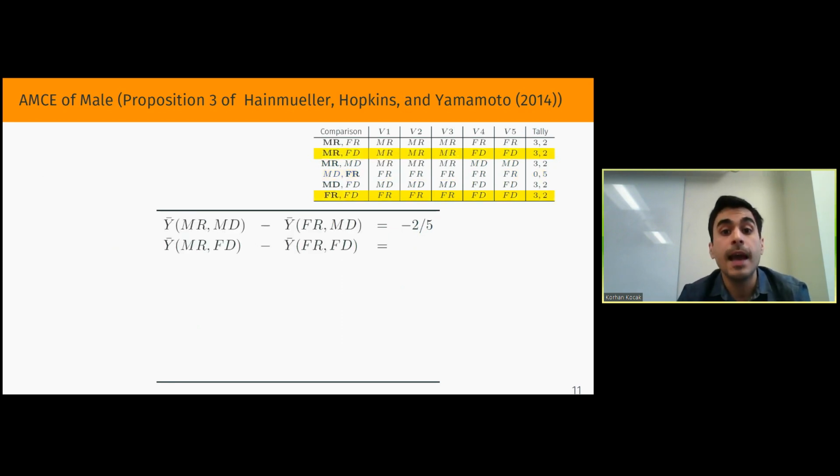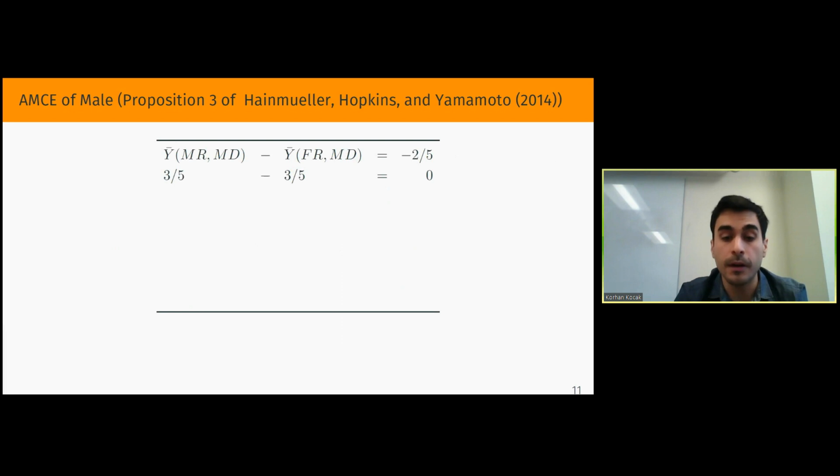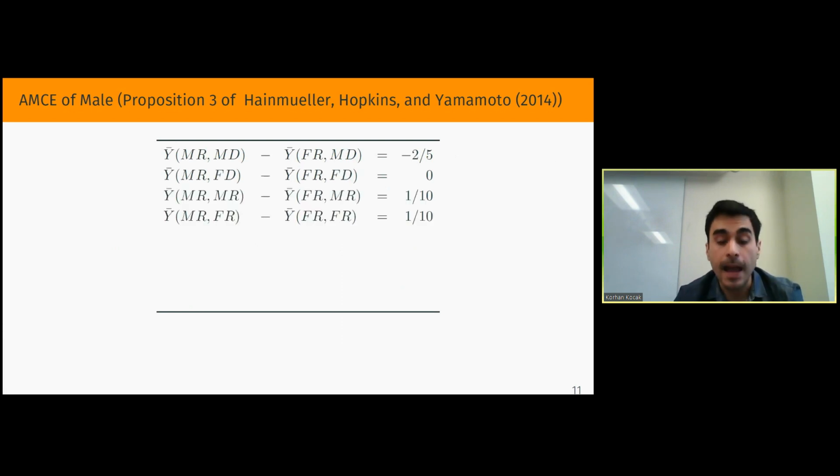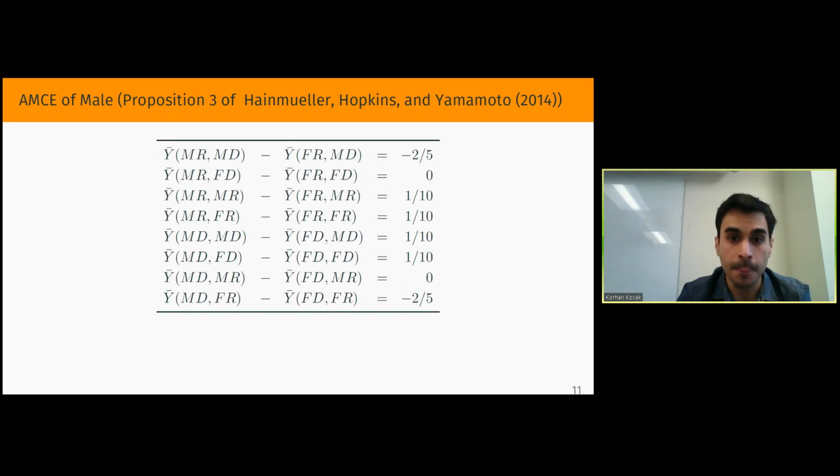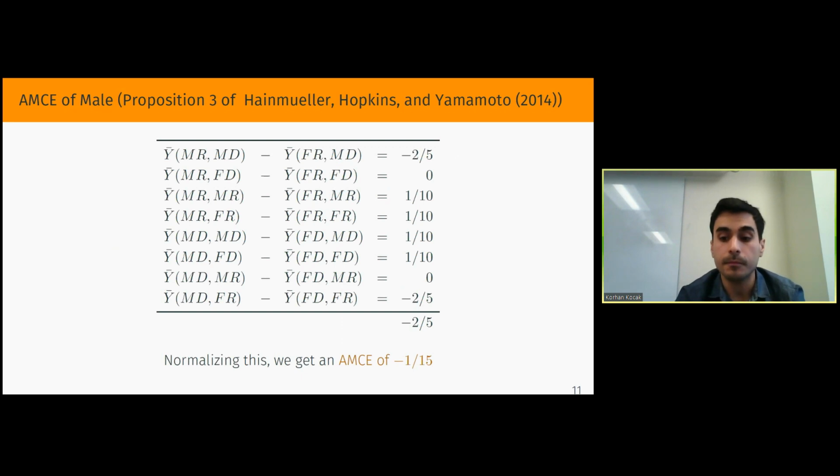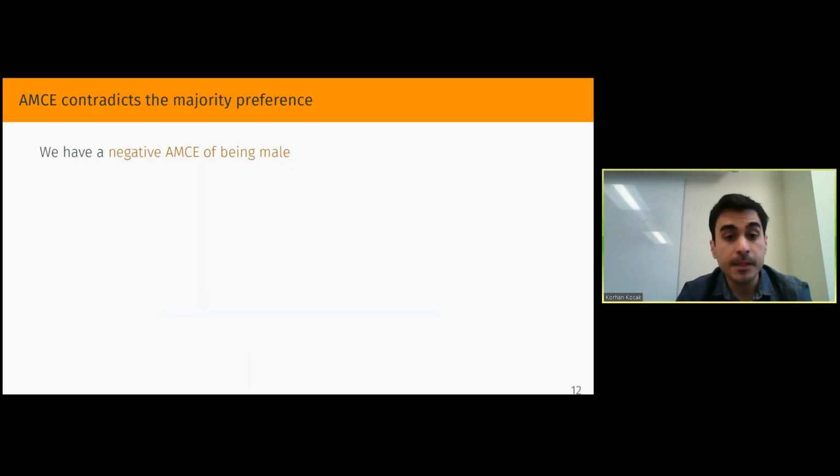And then I can do the same thing against the next opponent, say FD. I can take those and put them in as well. And then I go over and exhaust all possible opponents. And after I've done that, I'm going to switch the party ID of the first argument and compare how MD does against opponents with how FD does against the same opponents. So I can populate this entire table, take all these differences, and then sum over these differences, which gives me minus 2 over 5, which after the proper normalization gives me an AMCE of being male of minus 1 over 15. So the AMCE of being male in this population is negative.